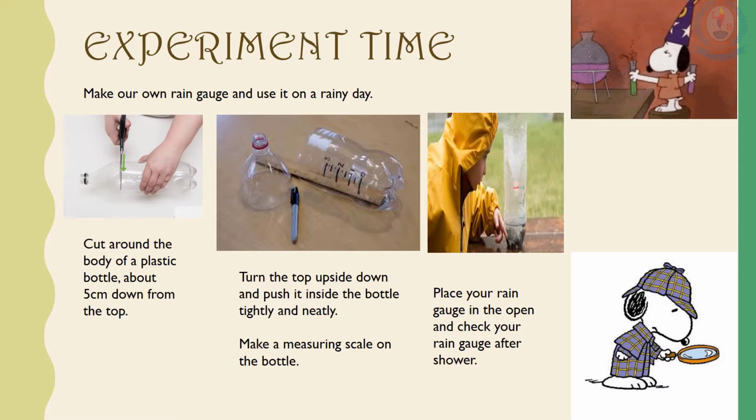Check your rain gauge after a shower and measure the amount of rainfall. Use your rain gauge for every shower for a week. Note down the date and the amount of rainfall in a notebook. Compare the amount of rainfall and find out on which days it rained the most and the least.